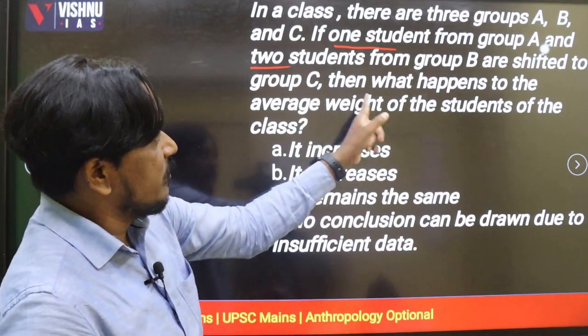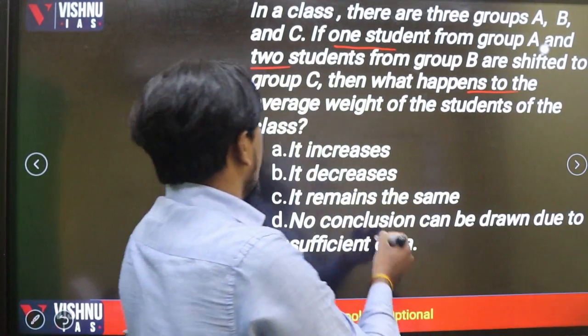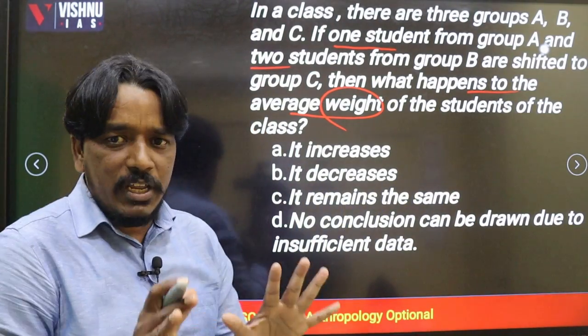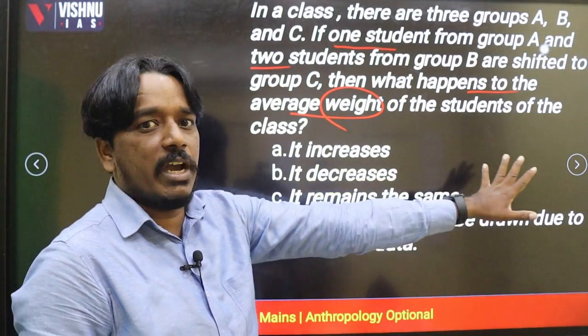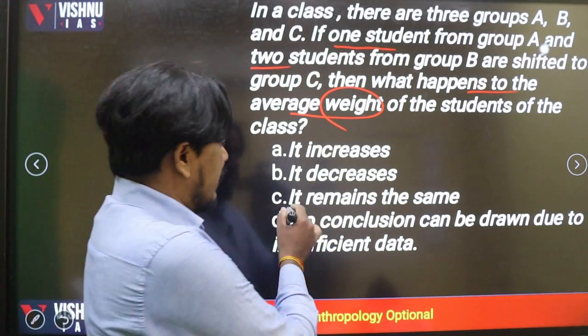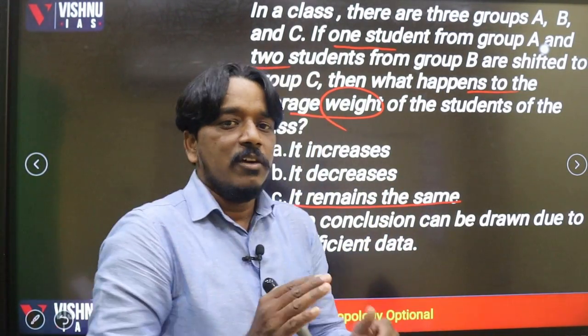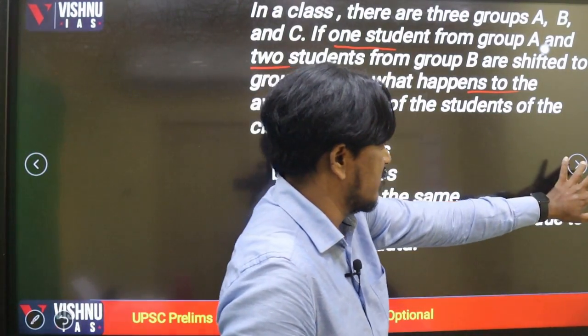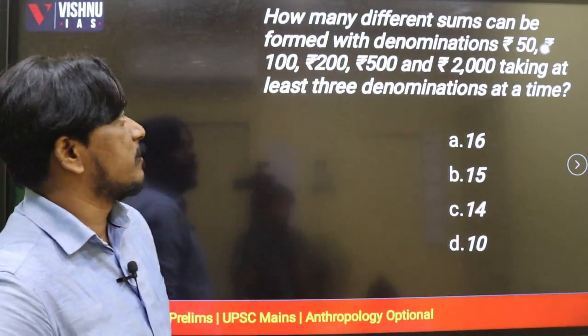So based on that, what happens to the average weight of the students of the class? It is a very common sense type of question. If you have a basic idea about the average, you can directly give that answer. It remains the same because we are not adding any person or taking any person out of the class. Now directly we can take that answer.